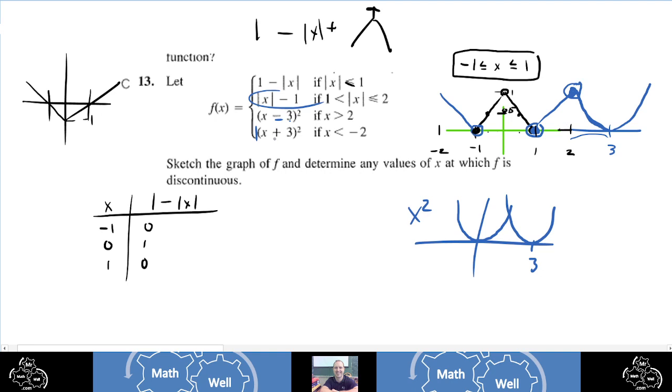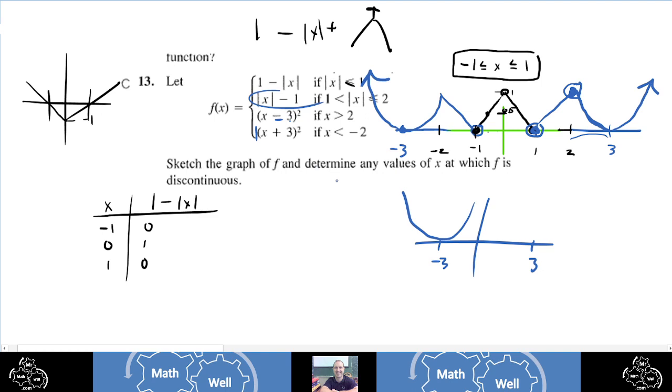And then x plus 3 squared. That's the parabola going the other way here, at -3. That's where x is less than -2. So way over here, at -3, and that's going to go up. This is going to go up like that forever, and like that forever. So that's what that one looks like, and you could sketch that one out and double check that.